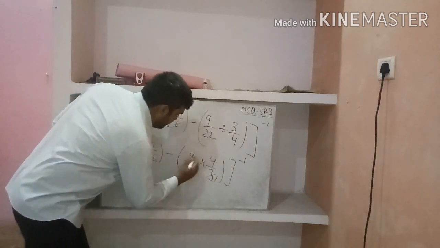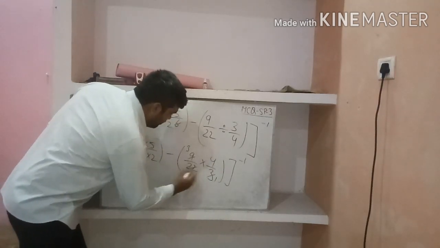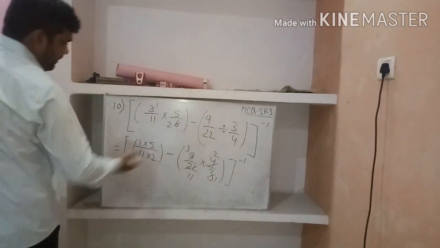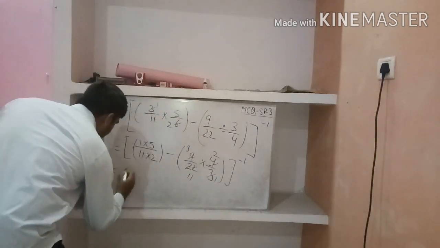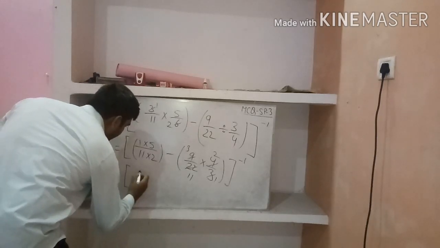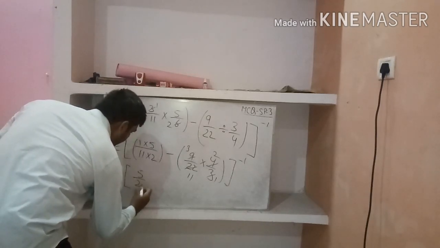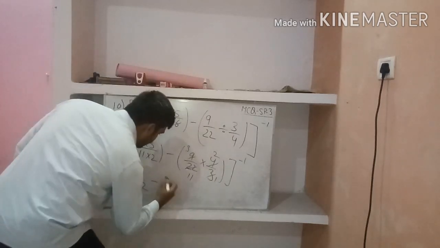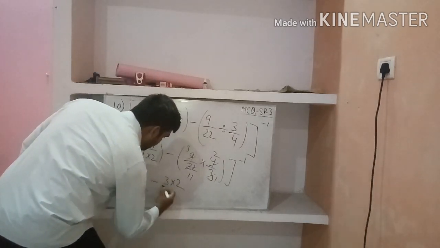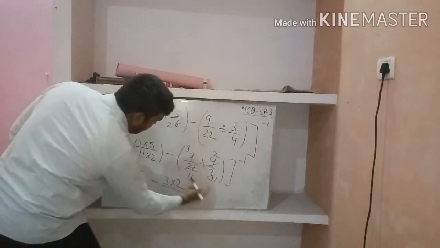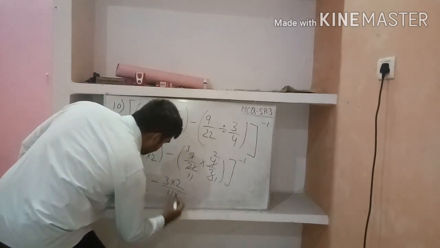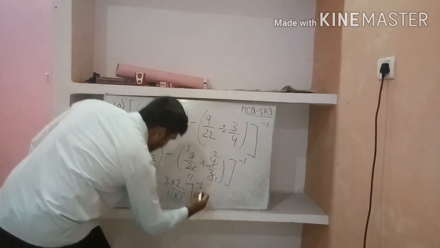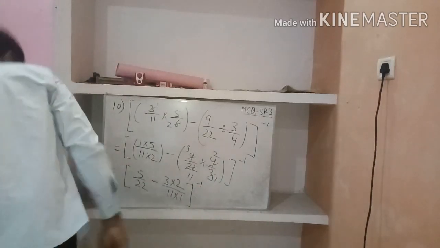Okay, we inverse it. So again see here what we got. 3 1s are 3, 3 3s are 9. Cancel. 2 11s are 22, 2 2s are 4. That is cancel. Now what you got in the next line? 1 5s are 5, 11 2s are 22. 5 by 22 here we got, and here 3 multiply 2 in the numerator place, and in the denominator place 11 multiply 1. This we have written entirely in this form.